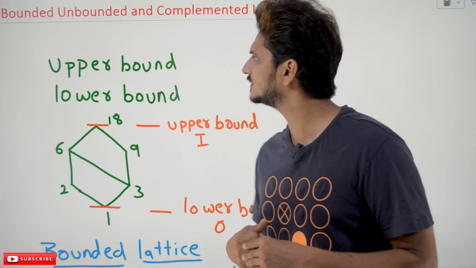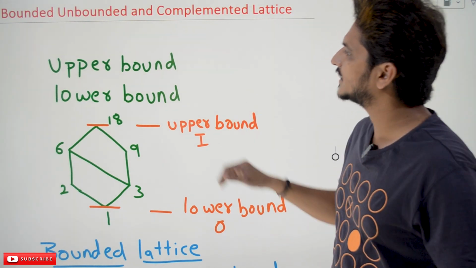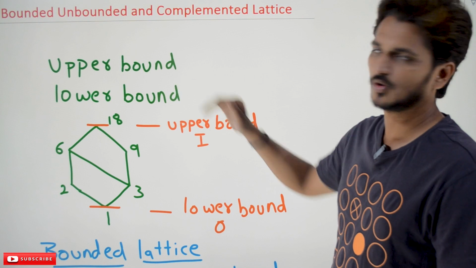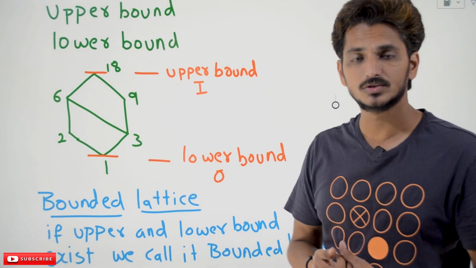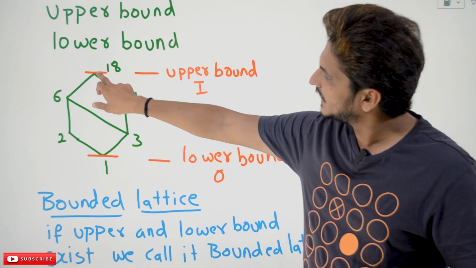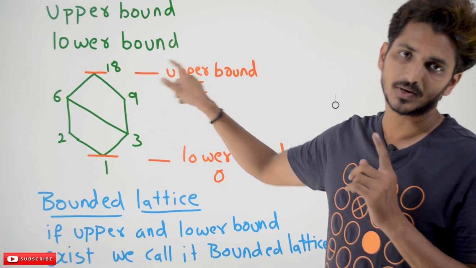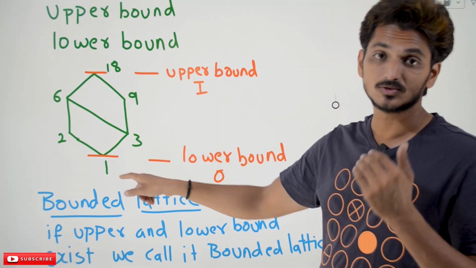Coming to today's class, before going into bounded and unbounded lattice, first we need to understand what is meant by upper bound and lower bound. Let's take a lattice. This is the example which we used in our previous classes. The element 18, we call it the upper bound. And the element 1, we call it the lower bound.